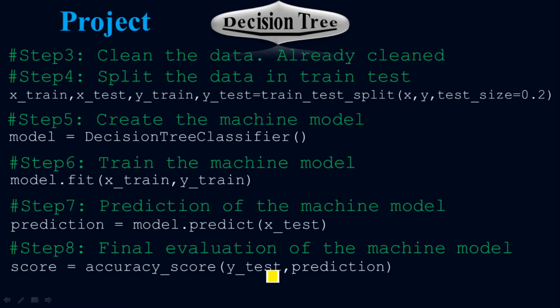Look, again, I'm using test data here. As I told you, the test data is used for the final prediction, for the final output of the machine model once you trained it.